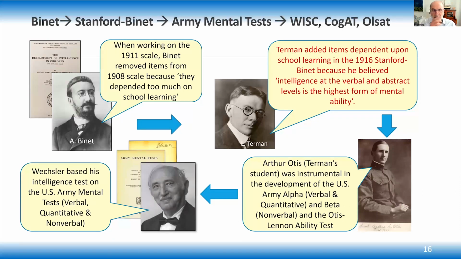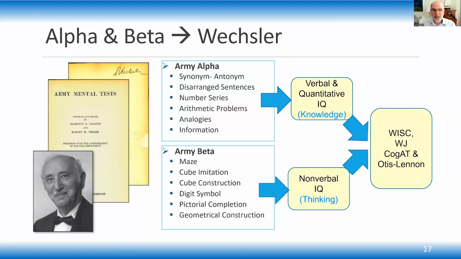So the reason that you have the verbal stuff in the Wexler is because of Otis and Terman. But I would argue Binet had it right. Binet was right when he said those tests should not have been there. But as you can see in this image of the Army mental test, David Wexler's signature at the top there, you can see the Army Alpha and the Army Beta.